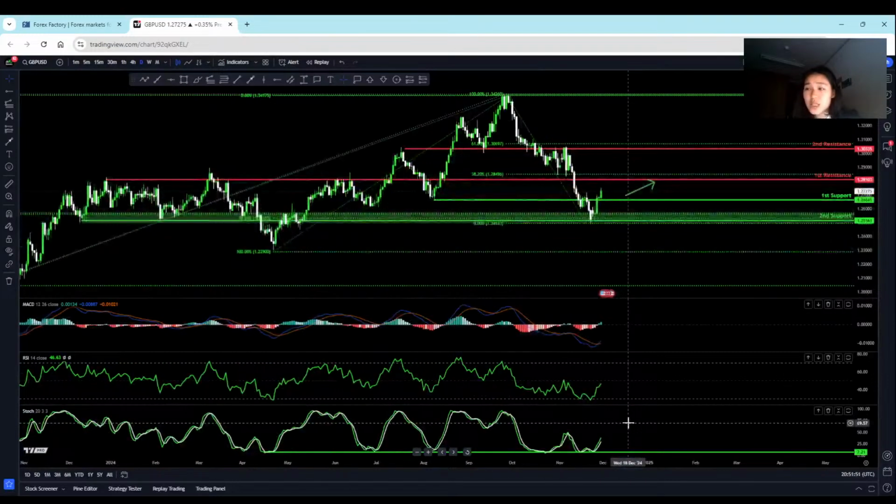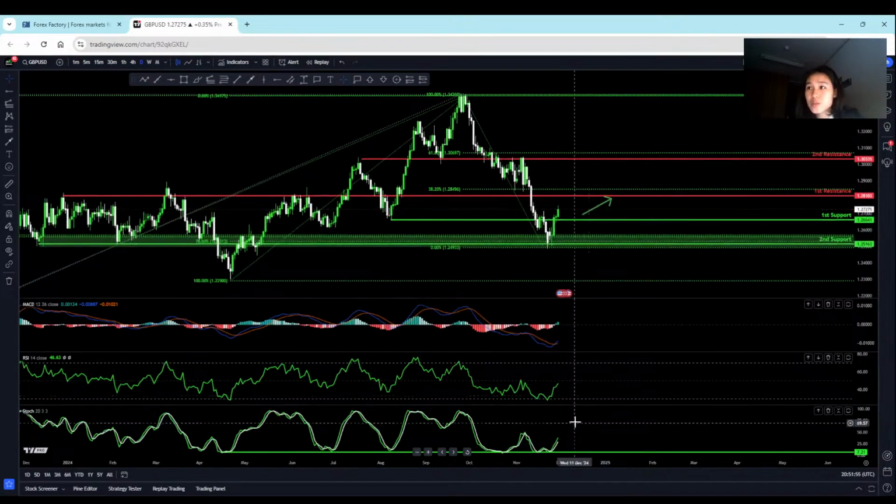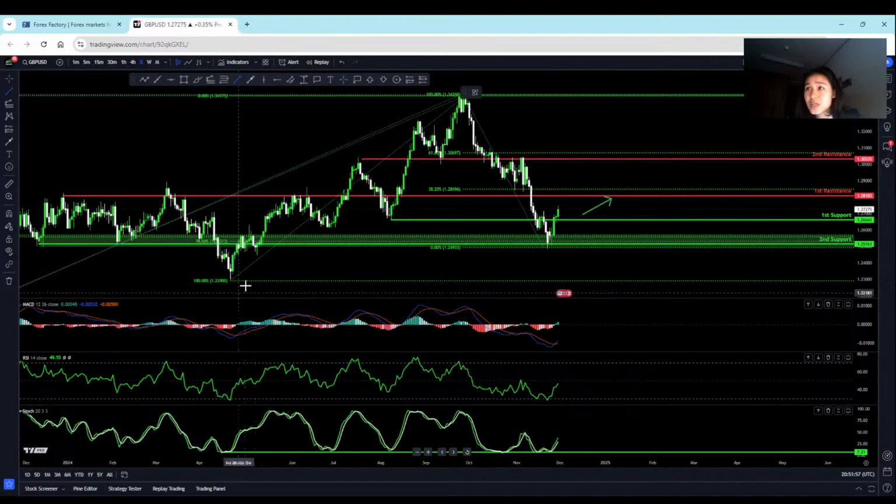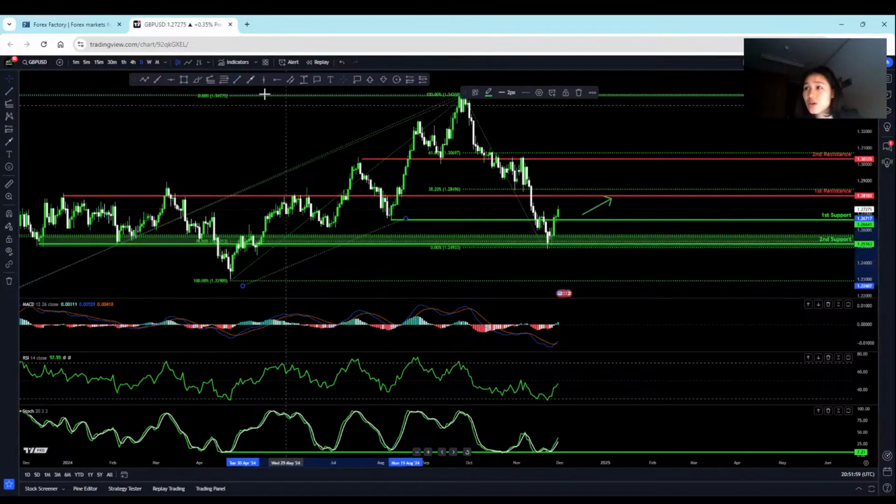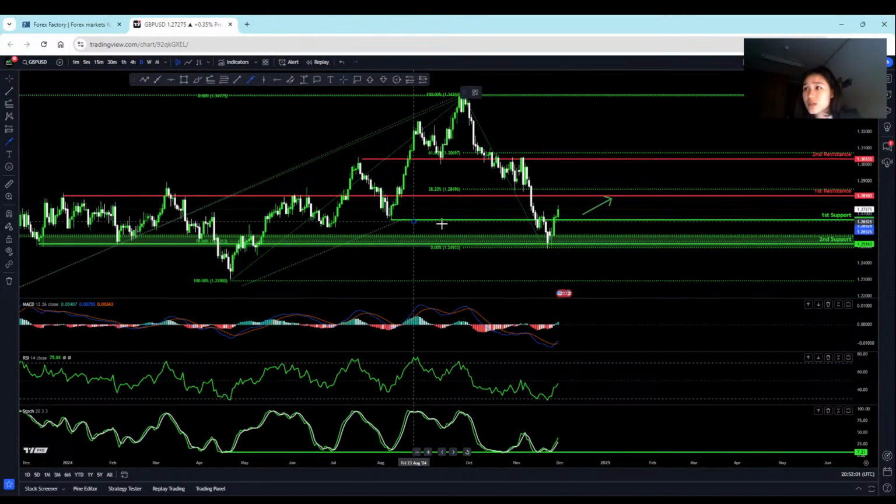So earlier we talked about hidden resistance. Here it's just the opposite, a hidden support, where prices make lower lows, but on our stochastic, it's reacting off this support level. RSI is not really telling us much here.